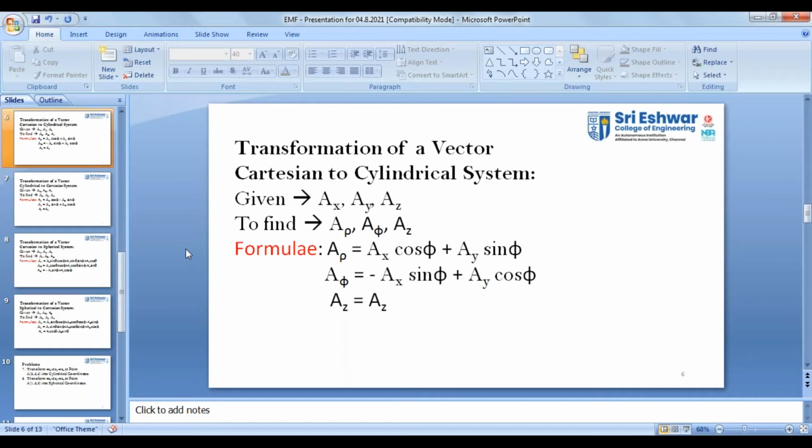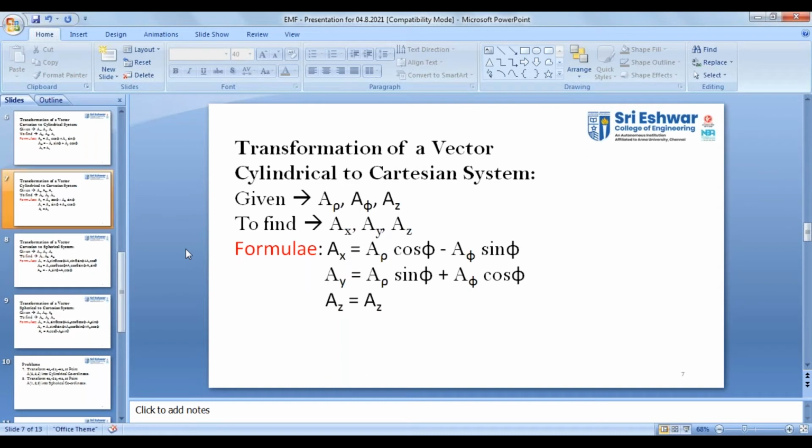Have you written the formulas? This is for transforming the Cartesian vector into a cylindrical vector. Okay, I will move to the next slide. Next is cylindrical to Cartesian, the reverse one. Cylindrical is given: A rho, A phi, Az. We have to transform into Ax, Ay, Az. These are the formulas. Ax is equal to A rho cos phi minus A phi sin phi. Ay is equal to A rho sin phi plus A phi cos phi. Az is equal to Az itself.